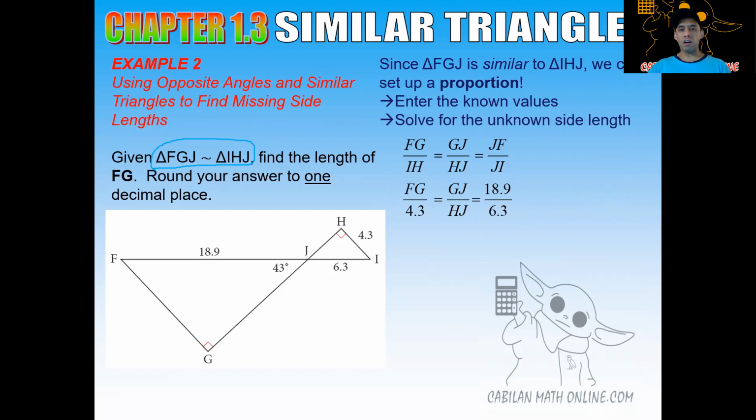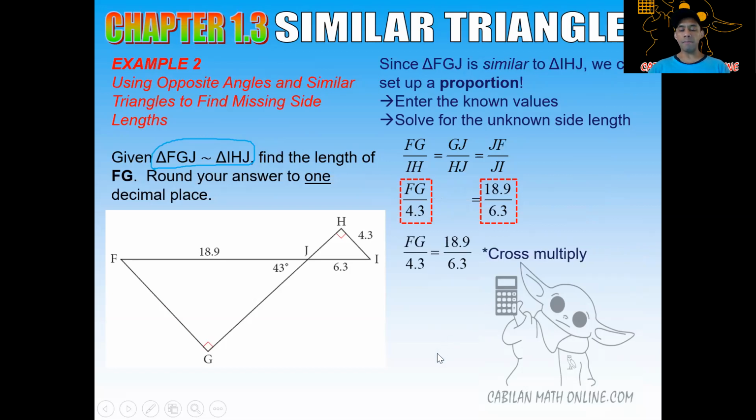Now, what we want to do is solve. Since we're solving for F to G, let's put a box around that and a box around the fraction that has all the numbers, which in this case is 18.9 over 6.3. Once you've identified which two fractions you're going to use, you can solve using cross multiplication. Remember, when you multiply a number by a set of letters, the number just goes in front of it. Lastly, we need to solve for F to G, so we divide both sides by 6.3, and this gives us a value of 12.9 for F to G.